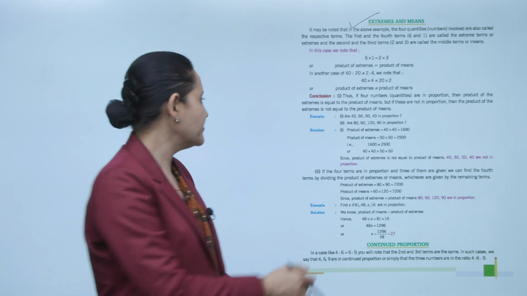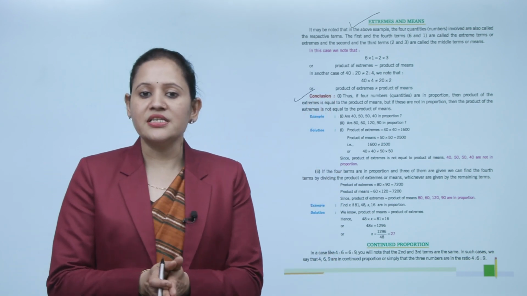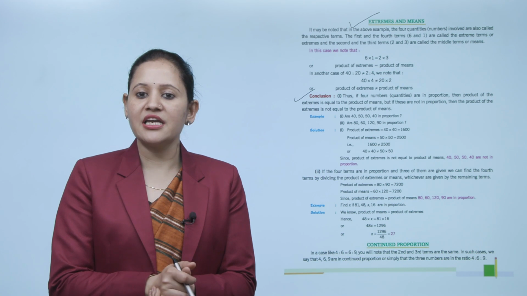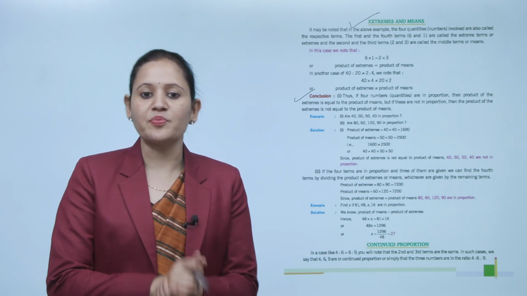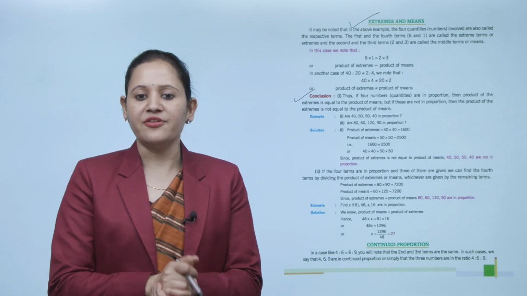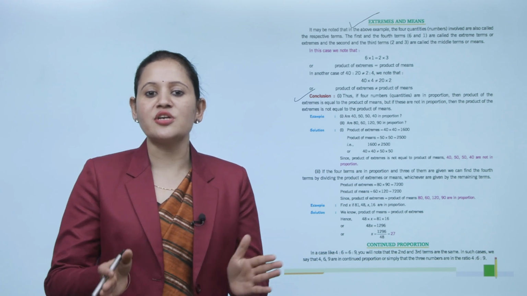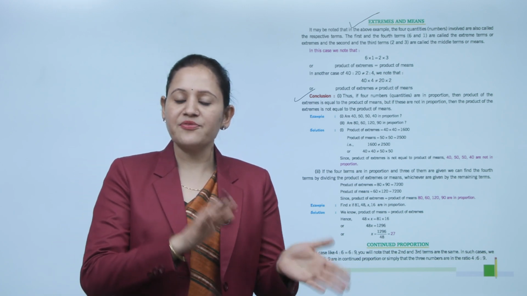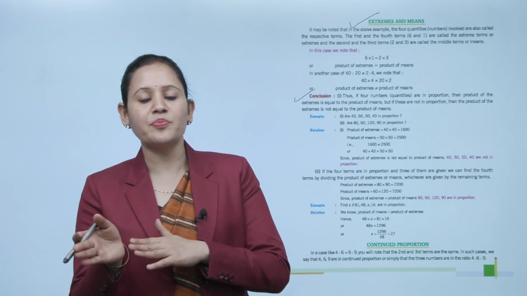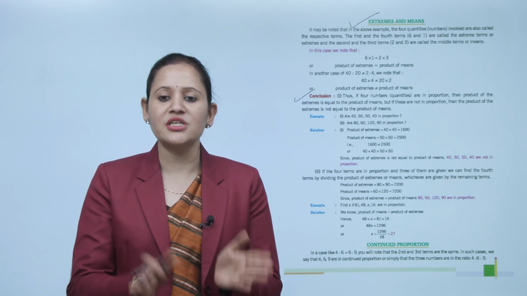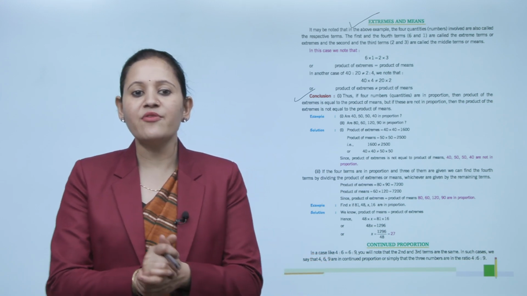So conclusion, thus if 4 numbers are in proportion, then the product of the extremes is equal to the product of means. But if these are not in proportion, then the product of extremes is not equal to the product of means. Means if ratios are in proportion, the product of extremes will be equal to the product of means. If they are not in proportion, the product of extremes will not be equal to the product of means. Now we'll take an example.